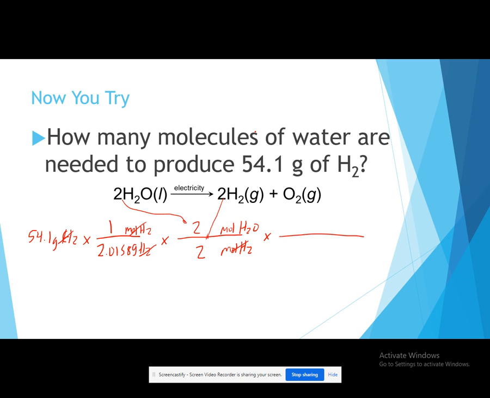And then it's asking for molecules of water. So that's what I'm trying to get to. And I need to cancel moles by putting it on bottom. So again, this is Avogadro's number. So 1 mole and then 6.02 times 10 to the 23rd. Cancels out moles of H2. And then you can go ahead and solve 54.1 divided by 2 times 2 divided by 2. And then make sure you put this in parentheses when you plug it into your calculator. And you should get 1.62 times 10 to the 25th molecules of H2O. So how did you do?